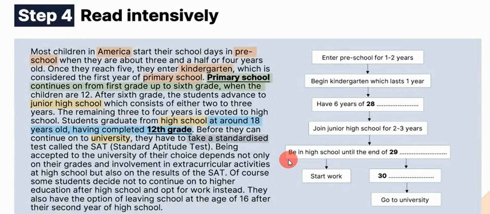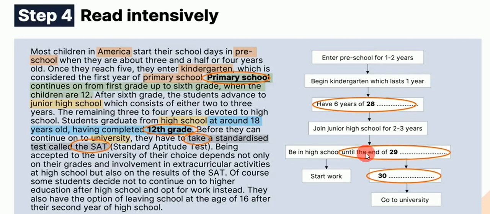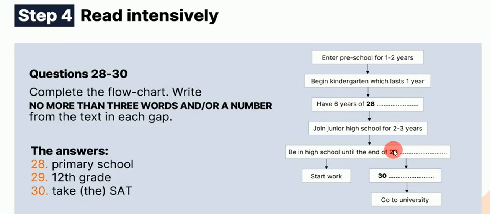So if you read the example paragraph carefully, you will see that the missing words needed for the gaps are primary school for question 28, 12th grade for question 29. In question 30, you need a verb as discussed before. So you need the verb take.